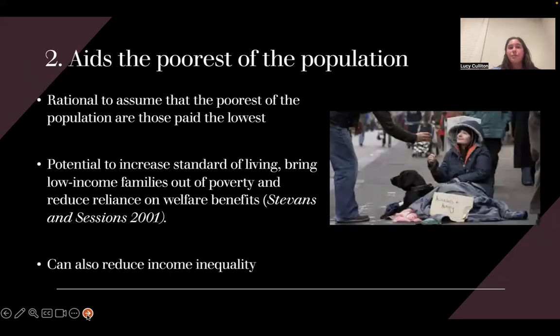Looking at how it can aid the poorest of the population, theoretically, it's rational to assume that the poorest of the population are those paid the lowest. So it has the potential to increase standard of living, bring low-income families out of poverty, and reduce reliance on welfare benefits. It's also said to reduce income inequality, as increasing the price floor reduces the gap between the highest and lowest paid workers of our society.